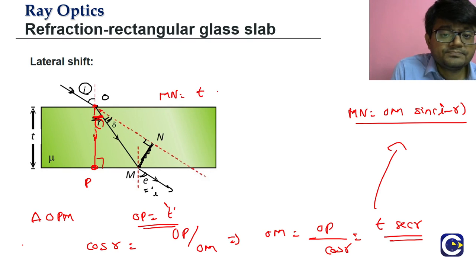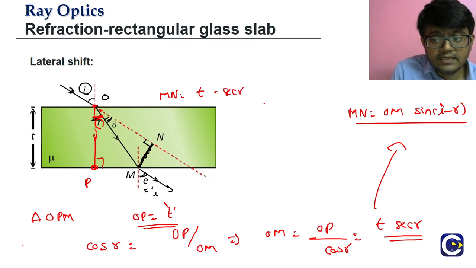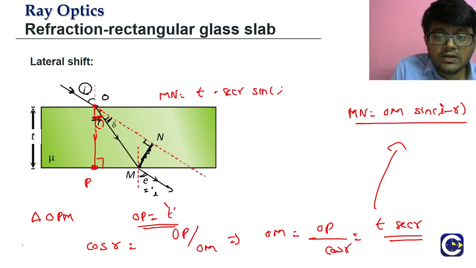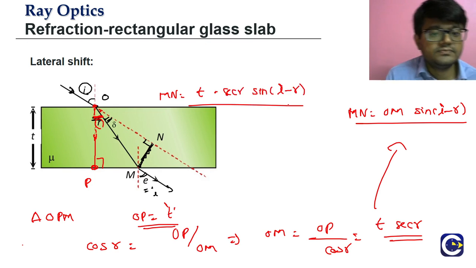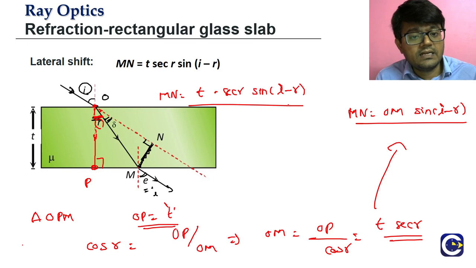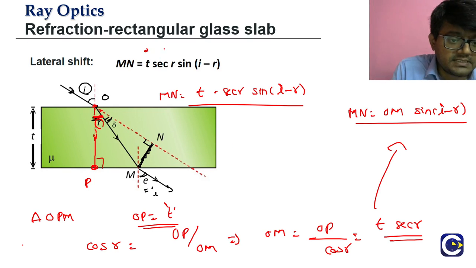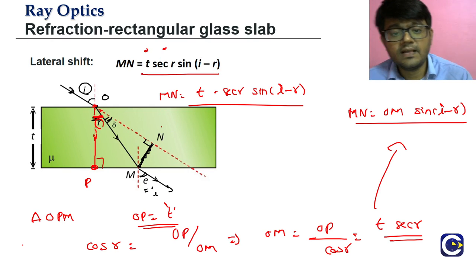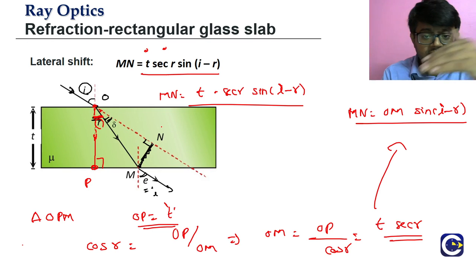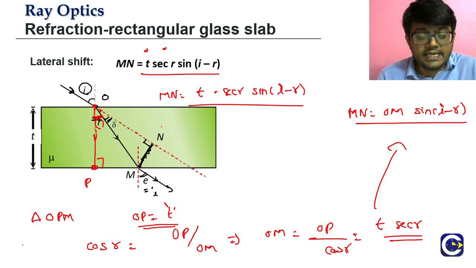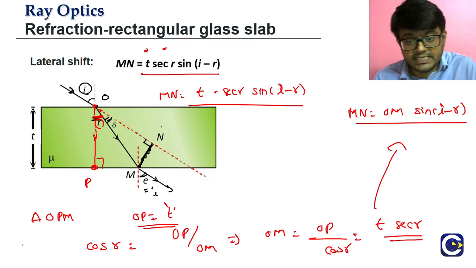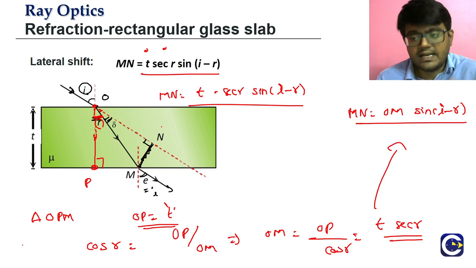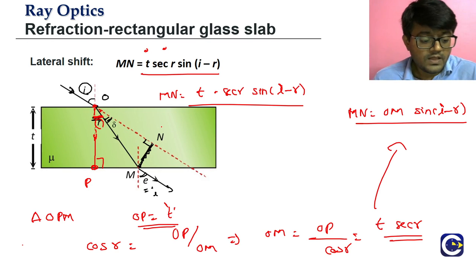T times secant R into sine of I minus R. So this is the lateral shift. What is it? T times secant R into sine of I minus R. So this is the perpendicular distance between the two parallel lines. One is the original incident ray and the second is the final emergent ray, and that is what we also call the lateral shift.